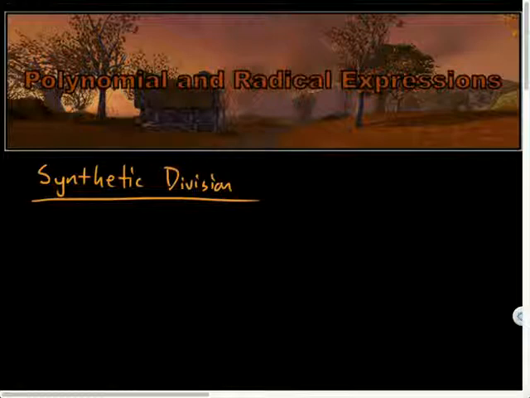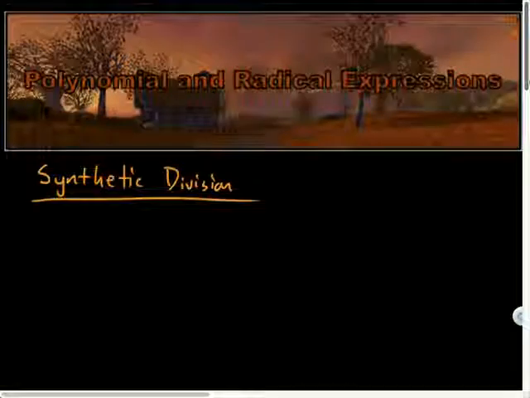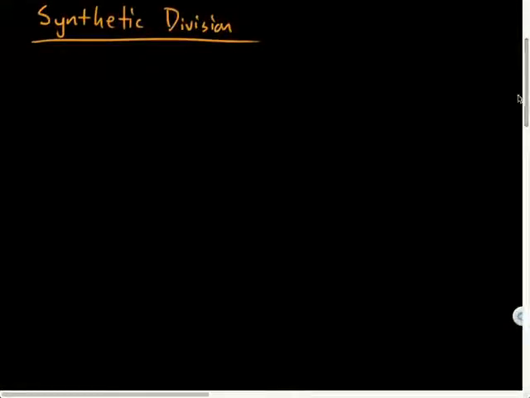Today we're talking about synthetic division. Now you've learned how to do long division of polynomials. However, synthetic division will be an alternative, which is somewhat easier. However, it does have its limitations.